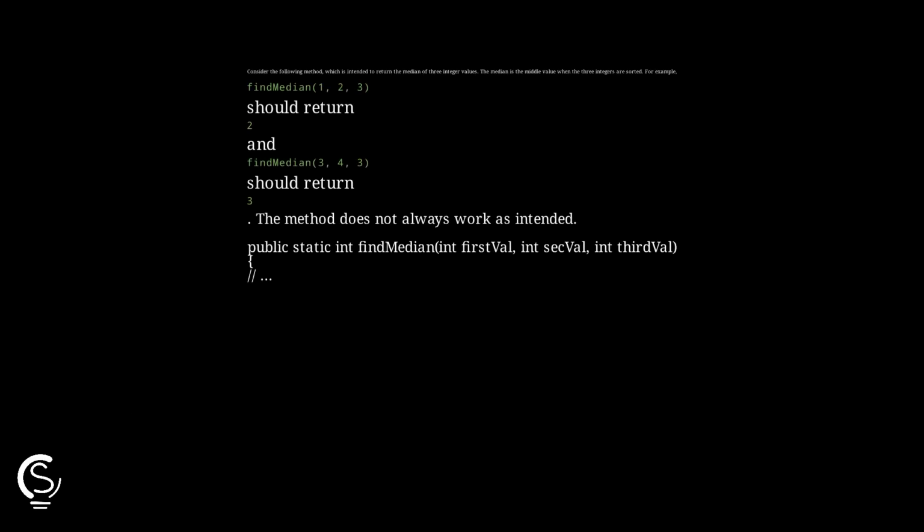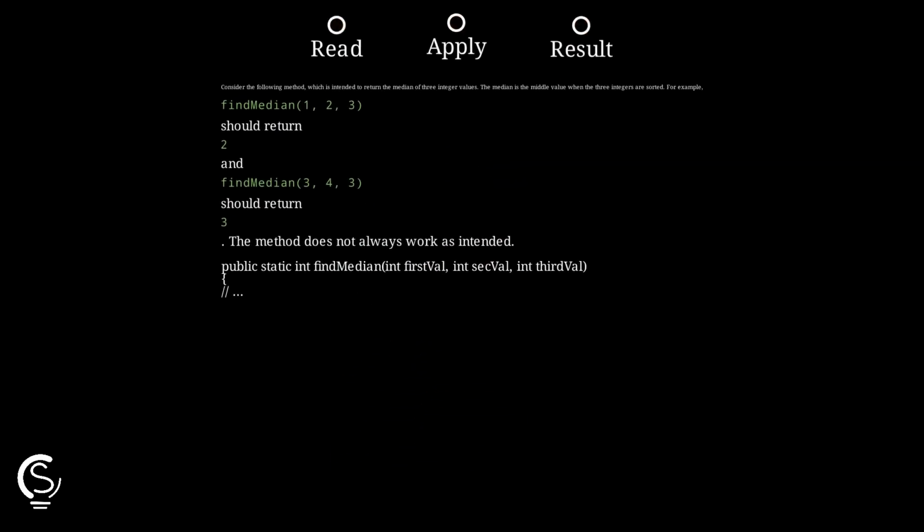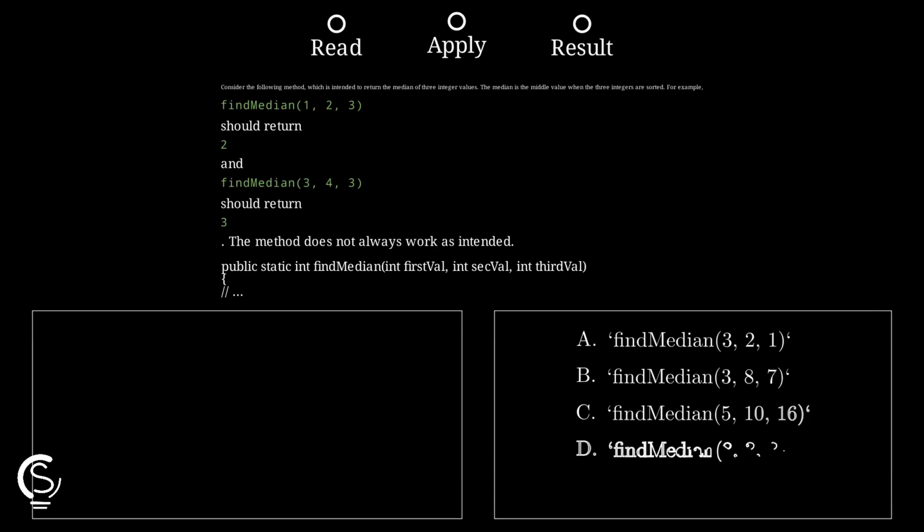Finding the median of 3 numbers seems easy, but this Java code has a hidden bug. Let's trace the logic to find where it fails. In the first call with 3, 2, and 1, the code compares the first 2 values. Since 3 is larger than 2, the variable largest so far is set to 3.